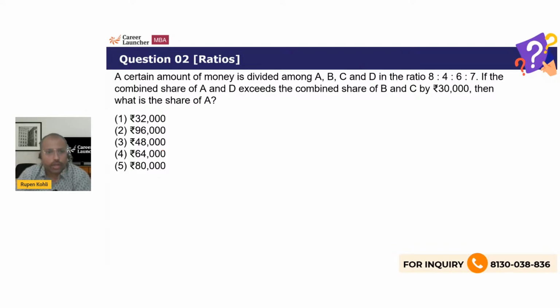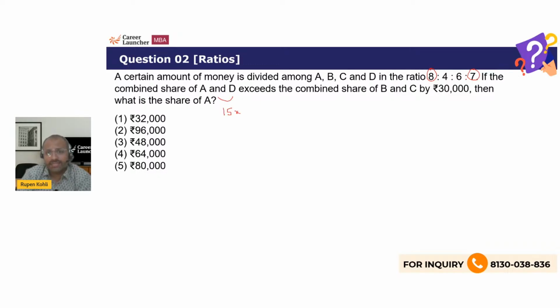While I have been saying all this, nobody has answered this question, people. What about this one? A certain amount of money is divided, and A and D combined exceeds that of B and C combined by 30,000. The ratio is 8:4:6:7. So you can take A and D as 8x and 7x, so that total becomes 8 plus 7, 15x.